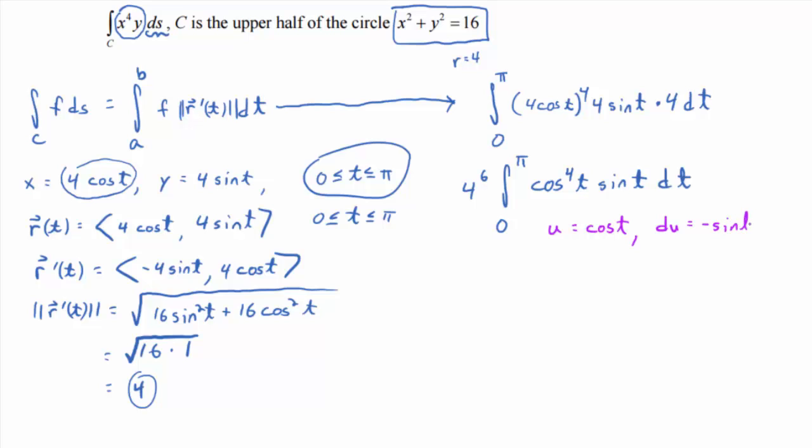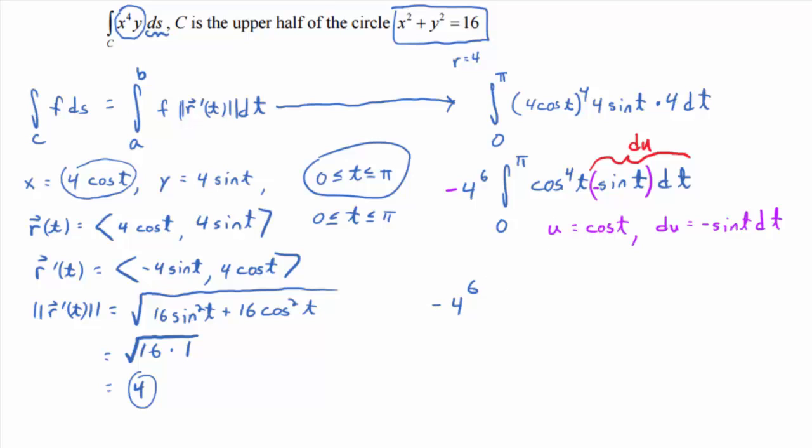So what do you have to do to make a perfect du? What do you need to put in here? Well, we need a minus sine t, put it in parentheses so it doesn't look like subtraction. Then so you don't change anything, put a minus on the outside. So what is this really? If you don't want to make the substitution, just think of it as u to the 4th du, because that's what this thing is. Okay, so on the outside, we have negative 4 to the 6th.